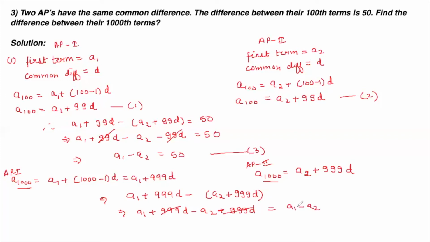Now we already have the value of A1 minus A2. You can verify in equation number 3, that A1 minus A2 is equal to 50. So from 3, A1 minus A2 is equal to 50. Therefore, the difference between their 1000th terms will also be equal to 50. I hope this is clear to you. Let's move on to the next question.